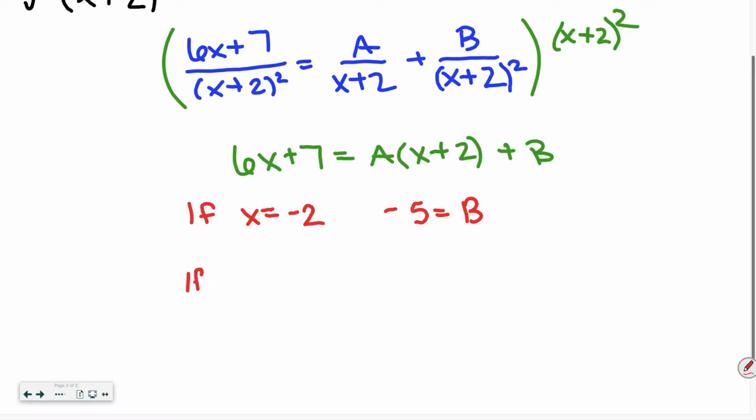I feel like 0 is an easier number. Just set x equal to 0, and then you have 7 equals 2A minus 5. So 2A equals 12, and then A equals 6.